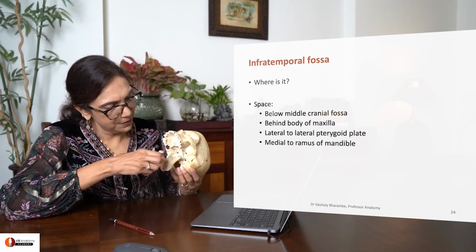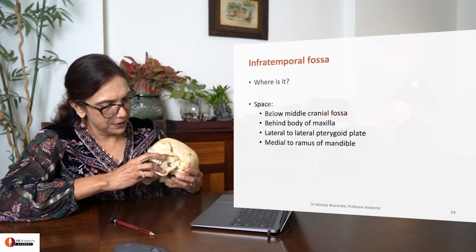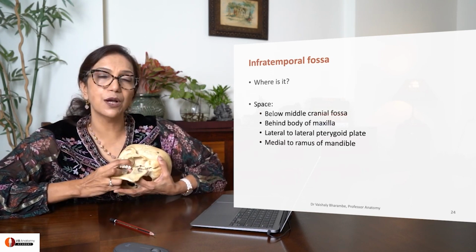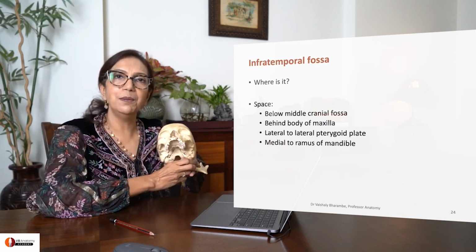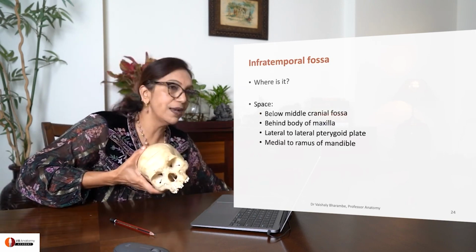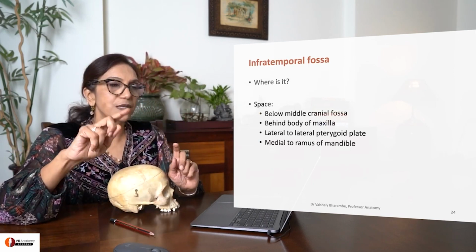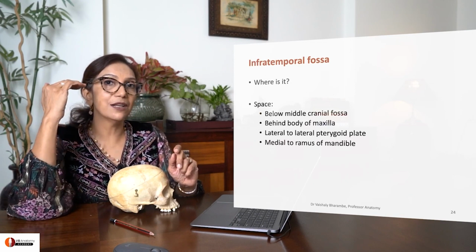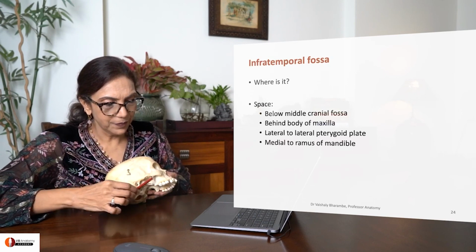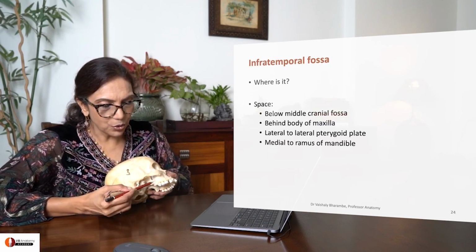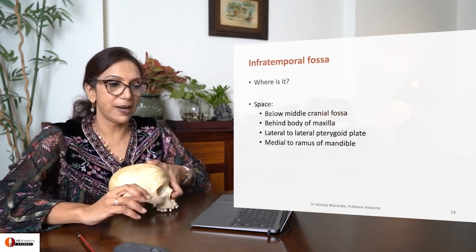Articulate it. And this space here, where my finger is now disappearing, is your infratemporal fossa. I'm going to remove the mandible because it becomes very cumbersome to understand with the mandible articulated. Okay? So just understand, revise it once. Superiorly bound by the middle cranial fossa, behind the body of the maxilla, lateral to the lateral pterygoid plate, and covered from the outside by the ramus of mandible.